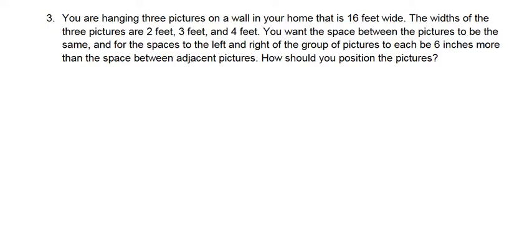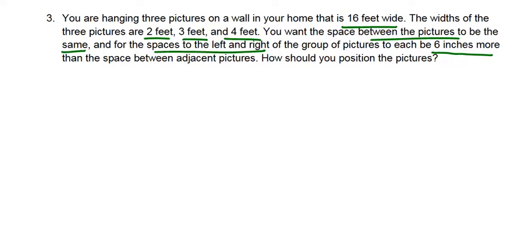Number 3 says you are hanging 3 pictures on a wall in your home that is 16 feet wide. I'm going to go ahead and underline that. The widths of the 3 pictures are 2 feet, 3 feet, and 4 feet. You want the space between the pictures to be the same, so to be equal, and for the spaces to the left and the right of the group of pictures to be 6 inches more than the space between. How should we position the pictures?